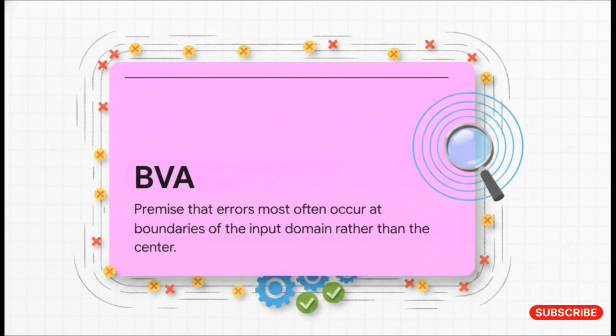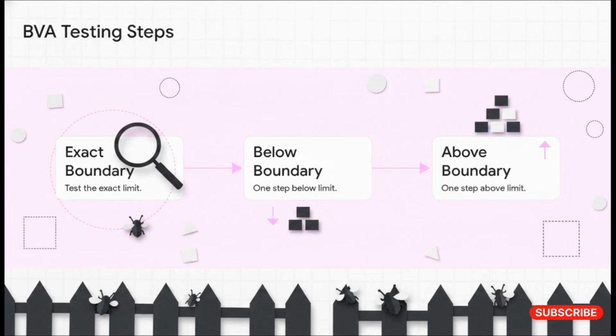Bugs absolutely love to hide at the absolute edges of the rules. If you think about it, developers usually get the middle of the road perfectly right, but those exact cutoff points, that is exactly where logic errors thrive. So to actively hunt down these boundary bugs, BVA relies on a highly specific, methodical three-step sequence. Step 1, you test the exact boundary. Step 2, you test one step below that boundary. And Step 3, you test one step above it. You are basically systematically poking at the fences of the software's logic to see if they hold up under pressure.